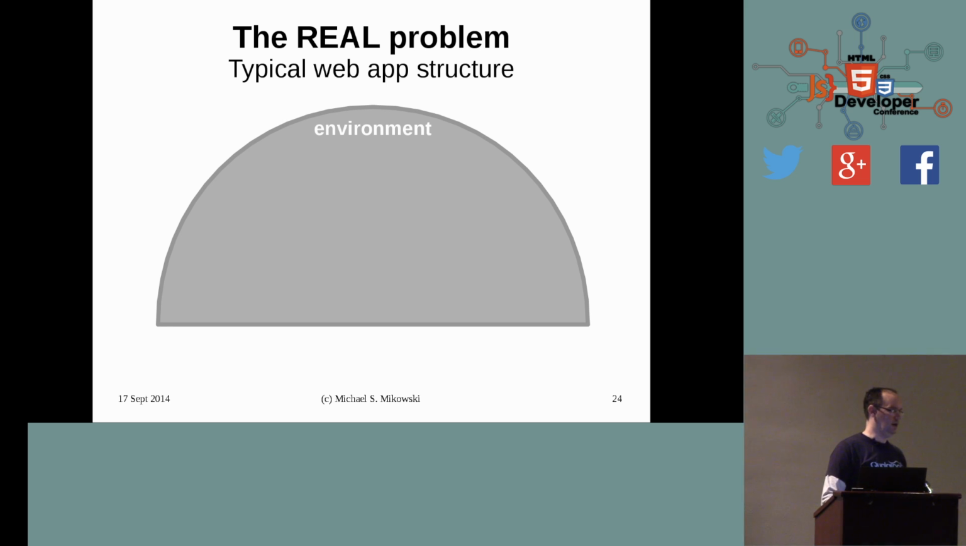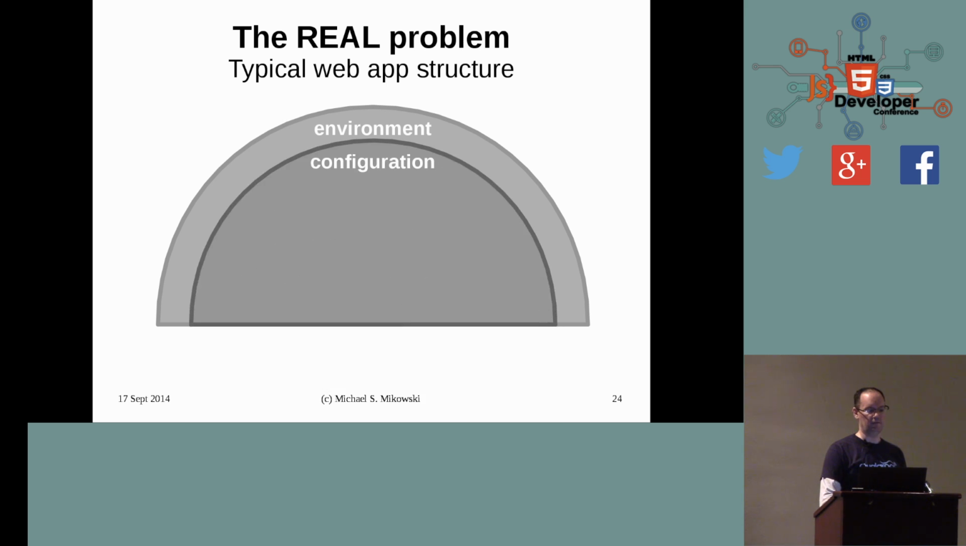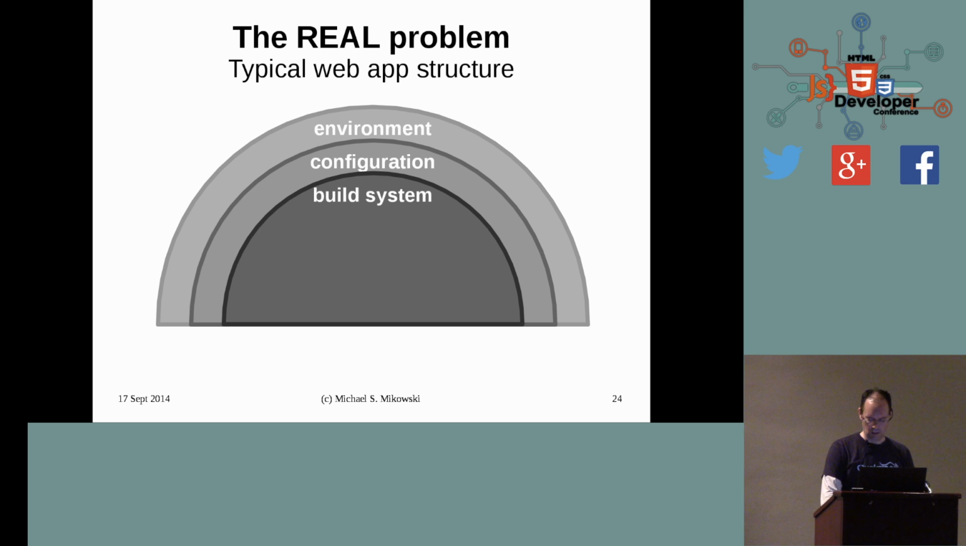So if we look at our application hierarchy, our typical app structure looks like this. We have an environment. Inside that environment, we have a configuration. Inside of that, we'll have a build system.